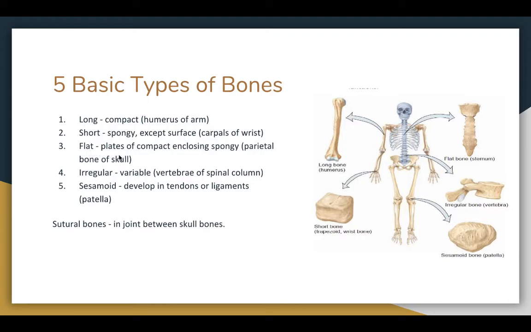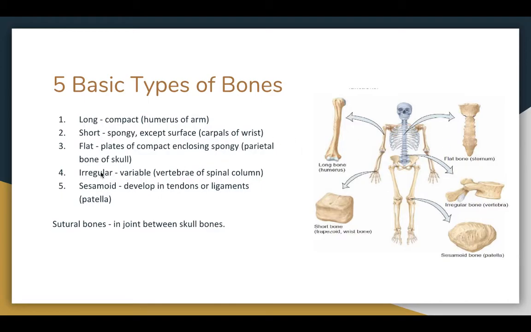Flat bones are plates of compact bone that enclose spongy bone. An example of this would be the parietal bone of your skull. Up here, your parietal bone is up here in your skull. Another example of a flat bone is your sternum. That's the very large bone in the center of your chest.